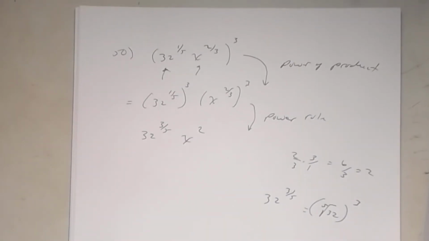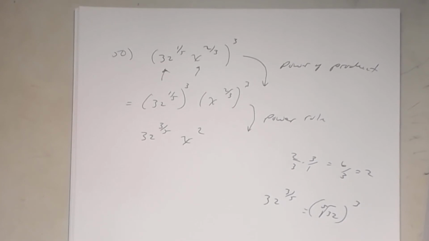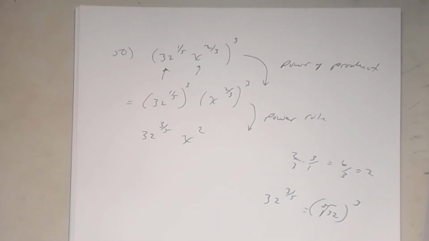So in your mind, you're thinking, okay, now can I simplify the fifth root of 32? Is there a number times itself 5 times that's 32? I don't think so, unless it's a decimal. Oh, 2 times 2 times 2 times 2 times 2 is 32.